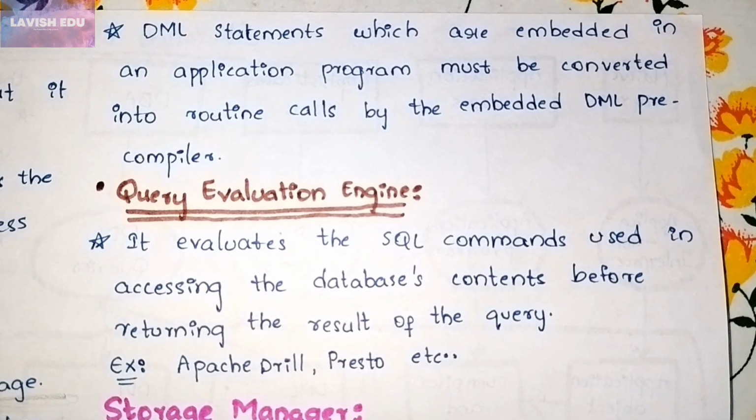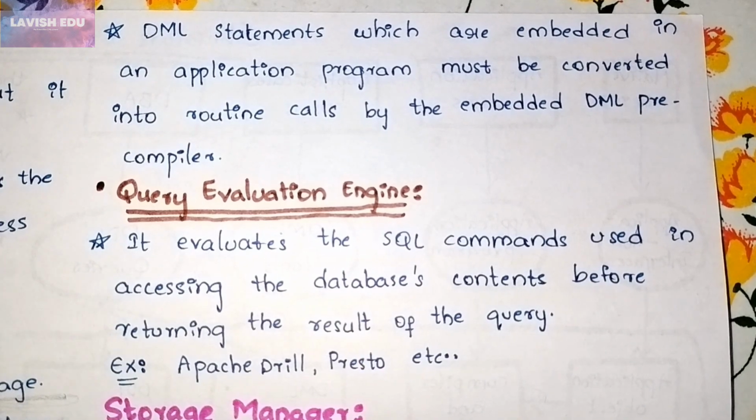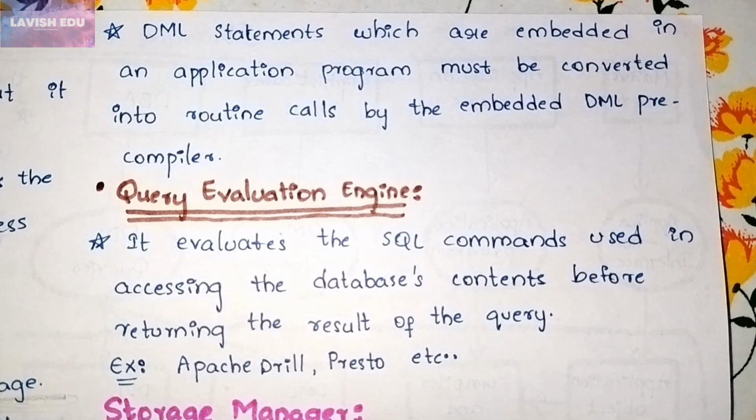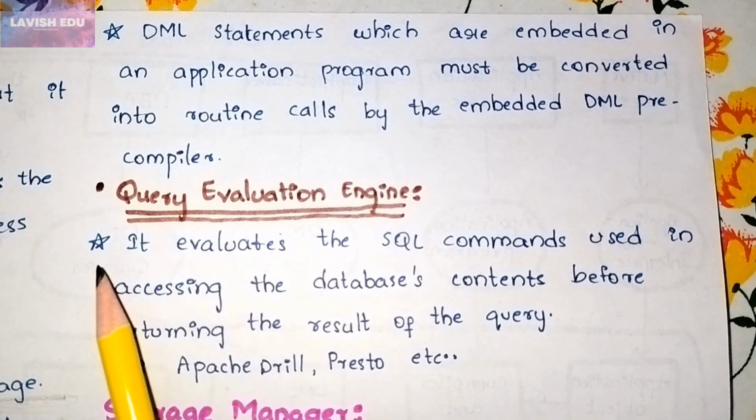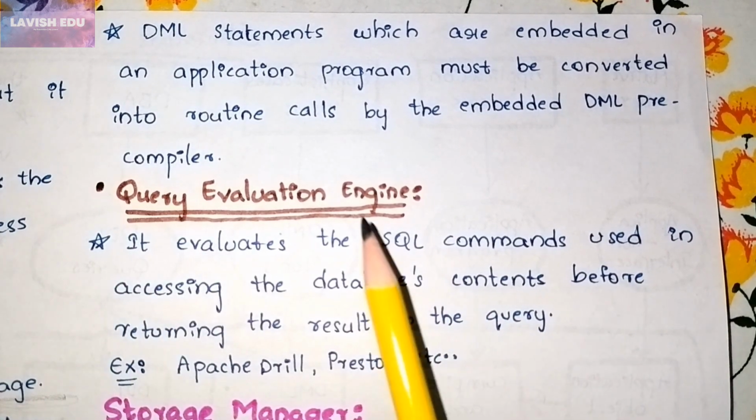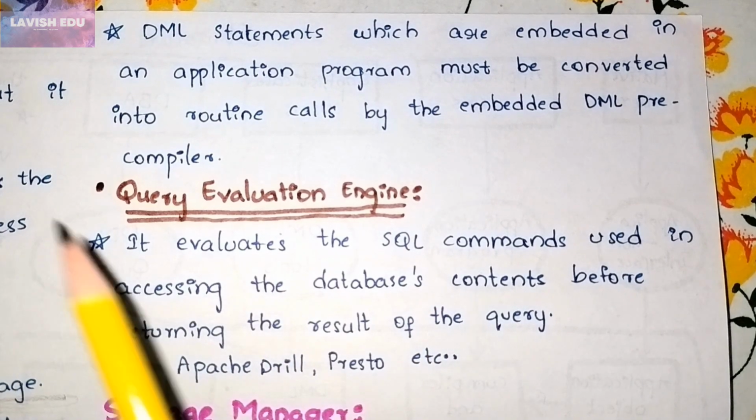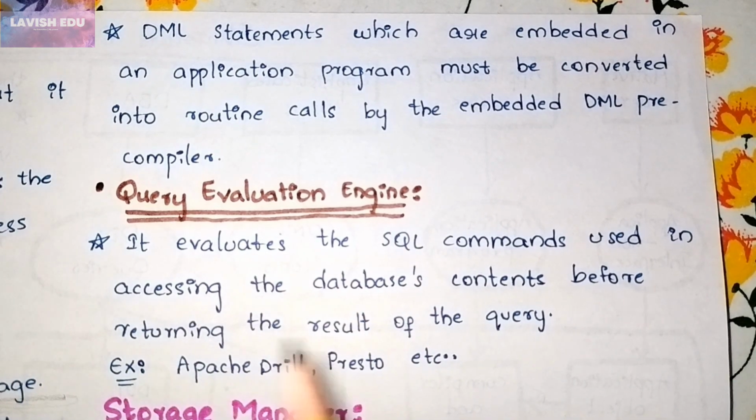Next we have the query evaluation engine. Query evaluation is the main thing that is very helpful in the query processor. It takes all the outputs from the DDL interpreter, the DML compiler, the DML organizer, the compiler and linker, everything, and sends them to the storage manager. Between the query processor and the storage manager there is a medium called the query evaluation engine. It takes all the outputs from the query processor and sends them to the storage manager.